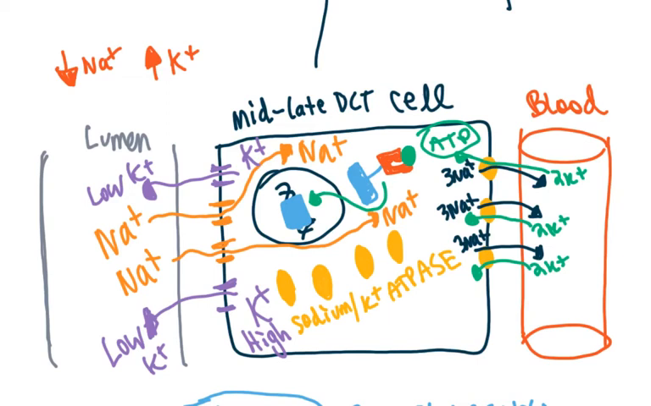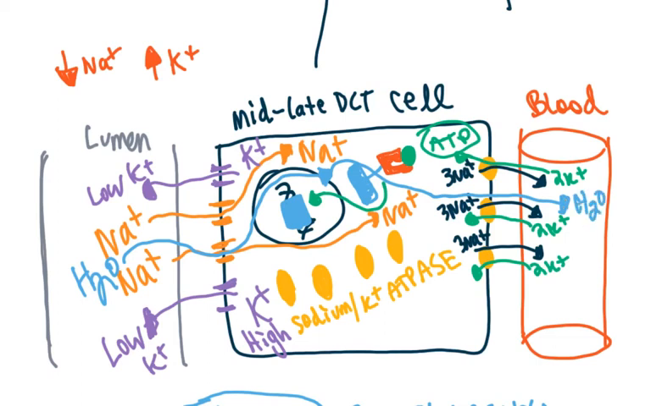So we end up reabsorbing sodium. Oh, and also in the mid to late distal convoluted tubule cell, along with sodium, water also follows sodium to be reabsorbed. So we also have water that follows the sodium, right? Because water follows osmosis from high to low concentration. It follows the solutes, and water also gets reabsorbed into the blood as it follows sodium.